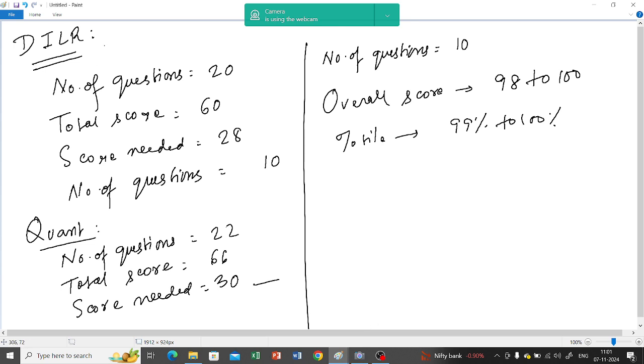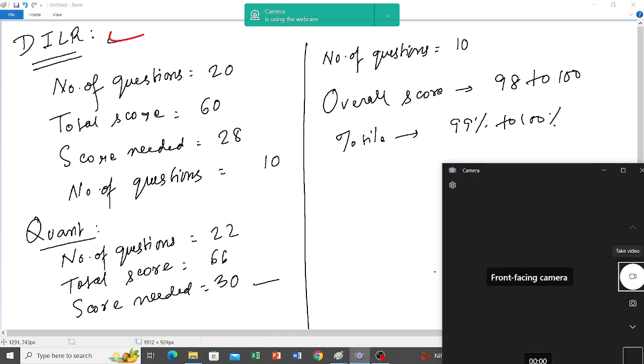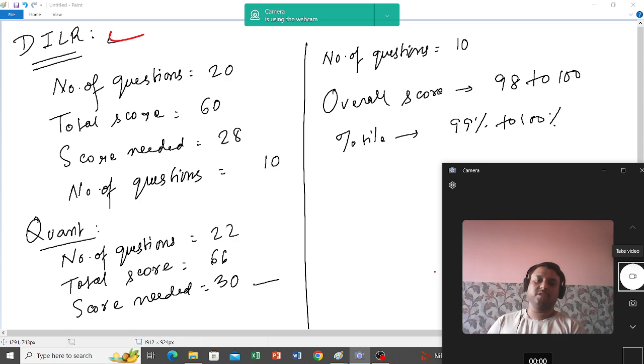Now let us move to DILR. So what is DILR? DI stands for data interpretation and LR stands for logical reasoning. In the DI part, you will be given certain graphs. There will be 2-3 graphs, and each graph will represent something, and based on those graphs, you have to answer 5 to 6 questions.